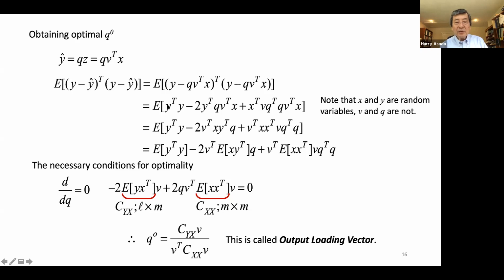Here Y and X are actually random variables. So we need to relocate the scalar quantity. This is an inner product, right? The scalar quantity can be shifted from here to here. You end up with this one, so that the X and Y are placed back to back.